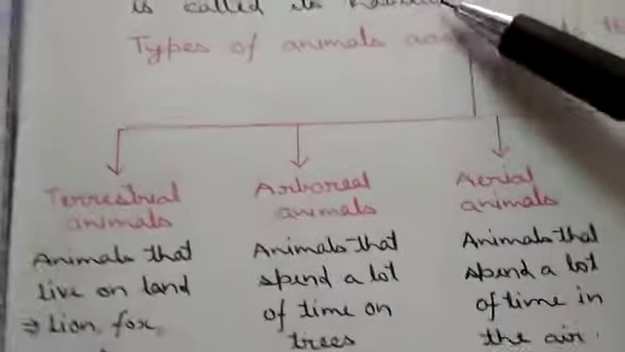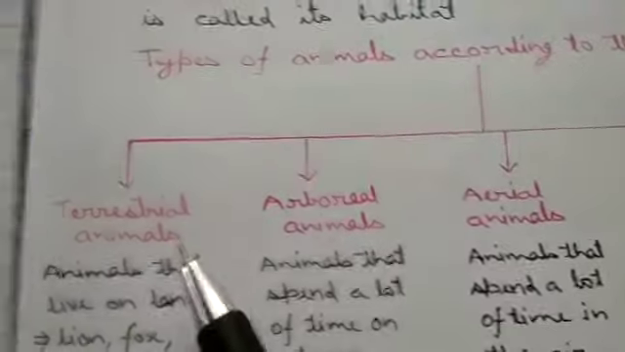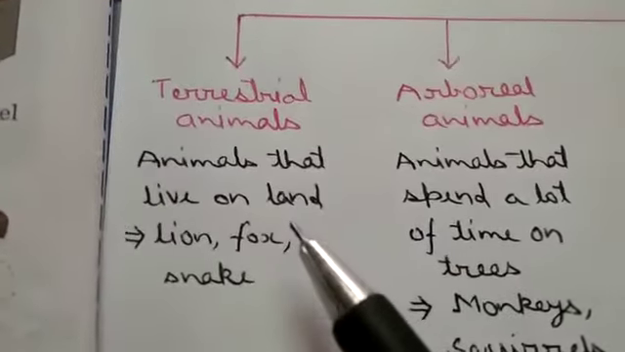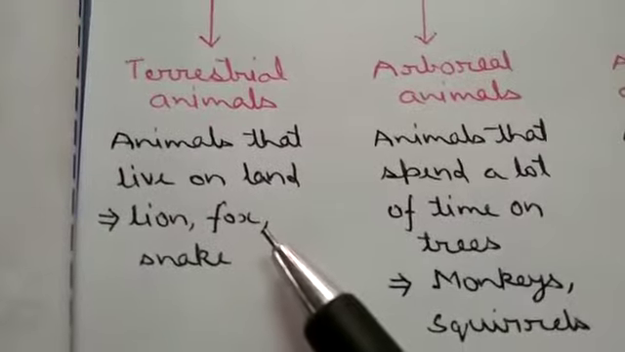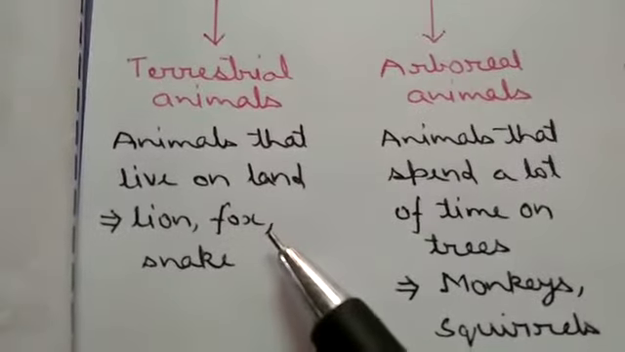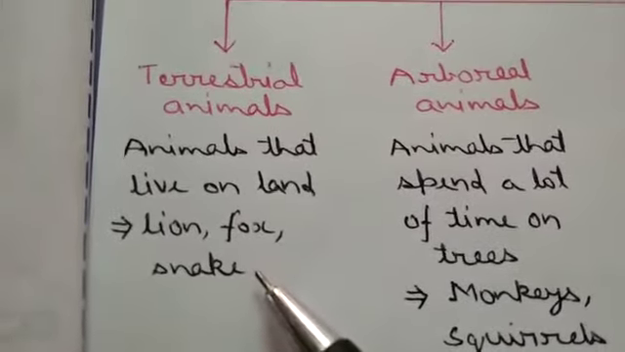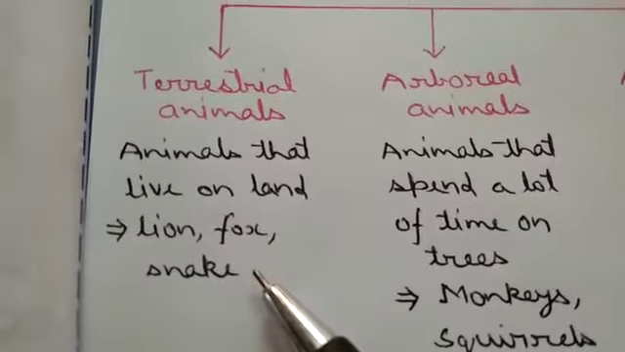Now types of animals according to the habitat. First is terrestrial animals. Animals that live on land are called terrestrial animals. For example, lion, fox, snake. Most of the animals are terrestrial animals.